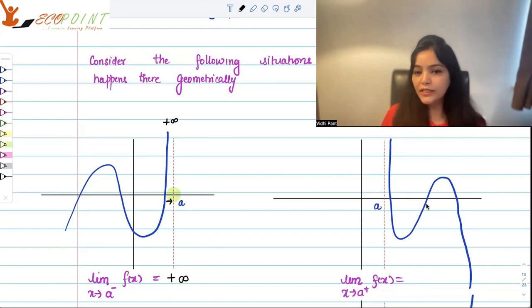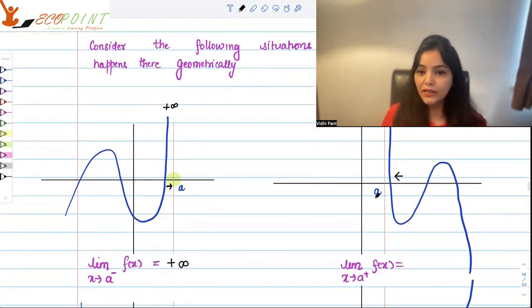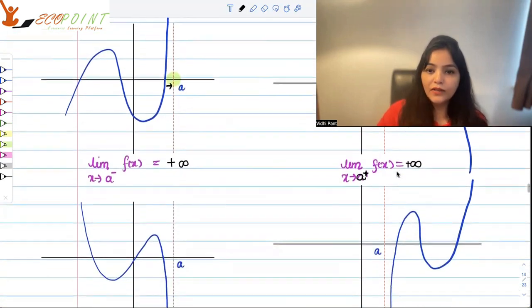And on the other hand, if you see this graph, here we are on the right of a. We can see that from the right of a, you have the function going up and up and up. That is, it's moving towards plus infinity. That means the limit as x tends to a plus, not plus infinity, of f of x is plus infinity. X is tending towards a plus. X is coming from the right of a, okay? So that's what is happening here.